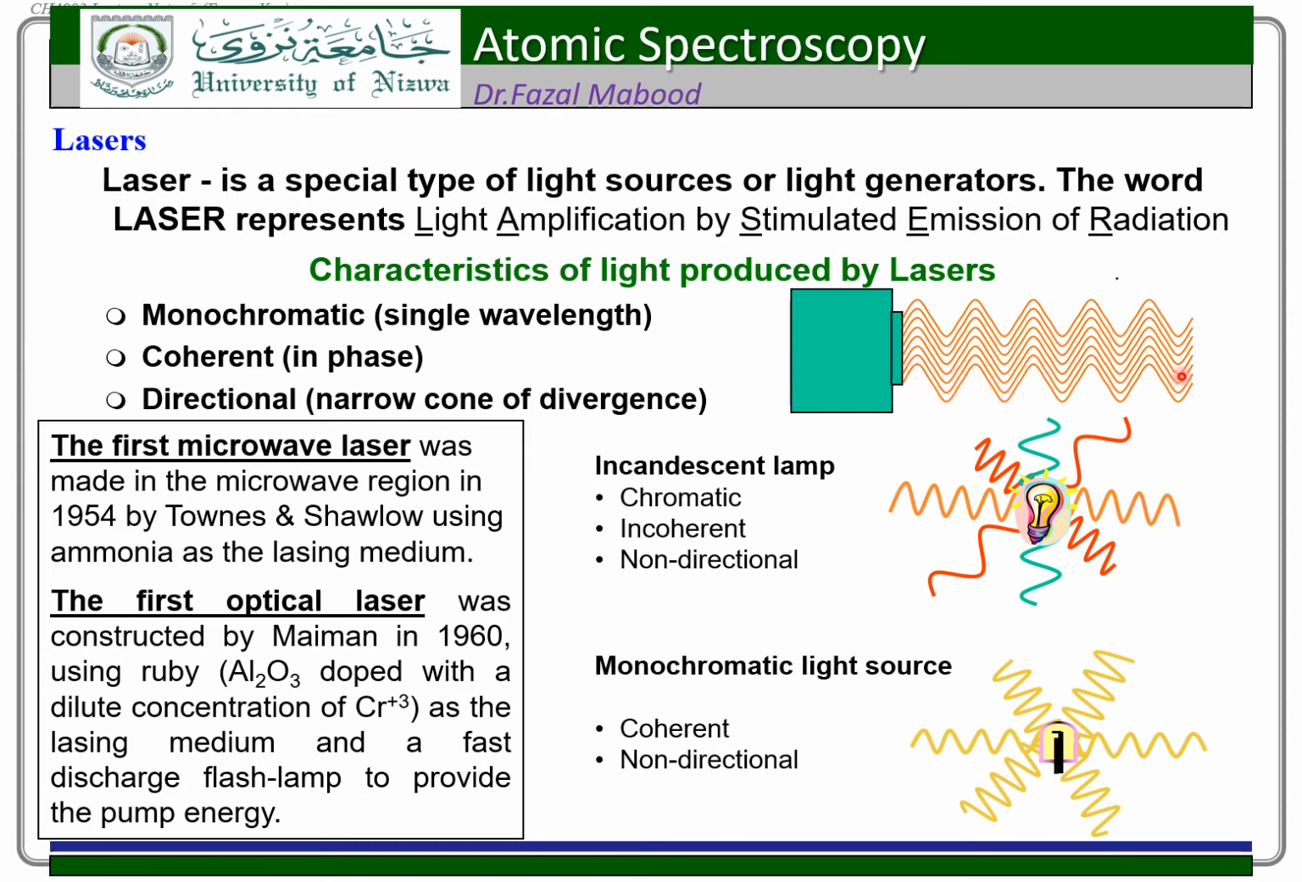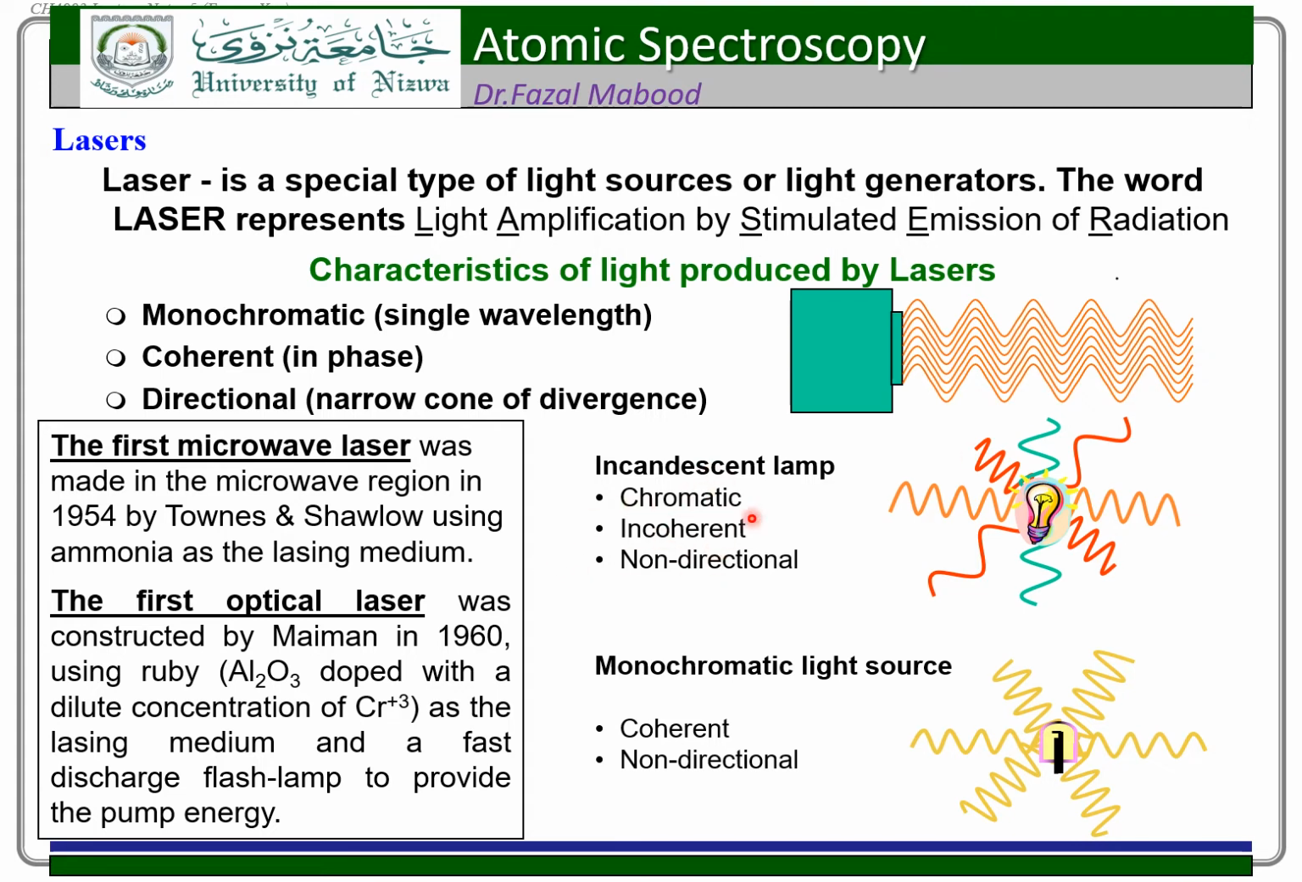So all the radiation generated by the laser source is coherent, directional, with a narrow cone of divergence. They are very directional, in one specific direction. They are always directing in a specific direction.